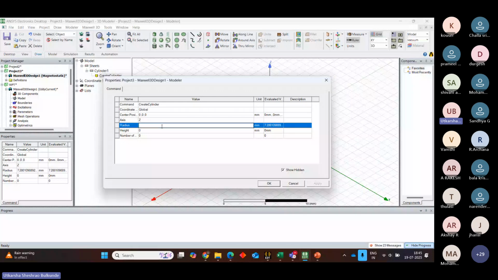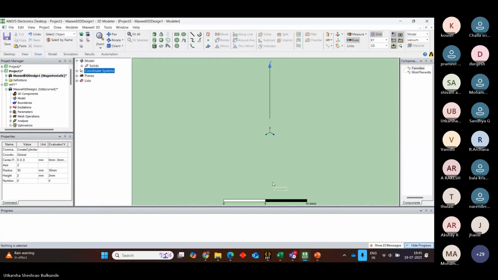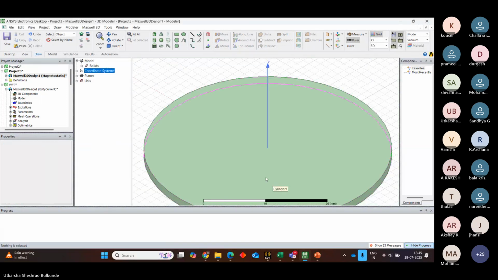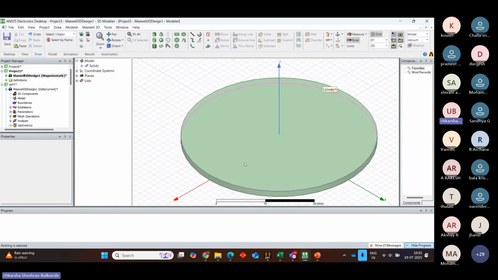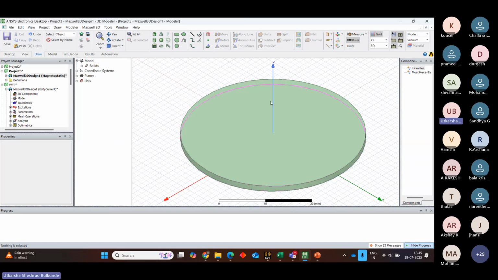Radius, it was 30 around, right? Height is your wire diameter, right? So the radius of this is 30 and the height is 2 mm, right? So this has become the outer dimension of your coil.